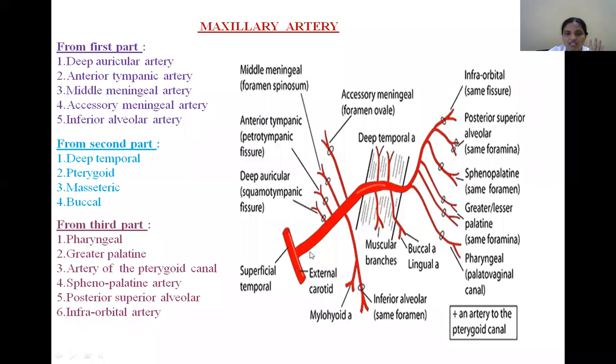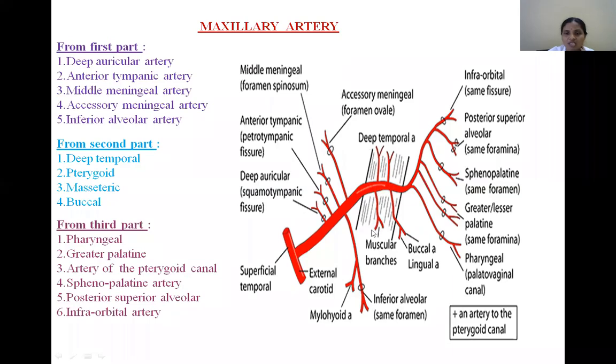This is the first segment. So the first segment gives off 5 branches: deep auricular branch, then anterior tympanic artery, the middle meningeal artery, accessory meningeal artery, and inferior alveolar artery. These are the 5 branches taking origin from the first segment of the maxillary artery. And on the surface of this lateral pterygoid, this is the second segment.